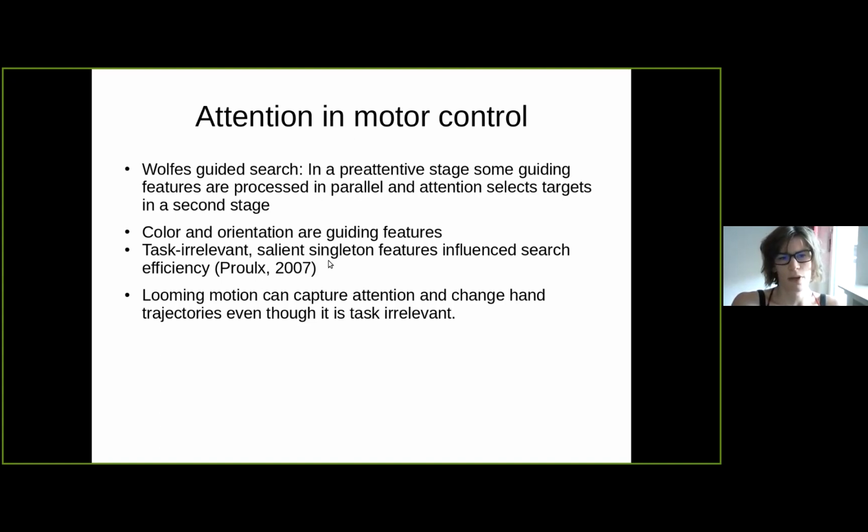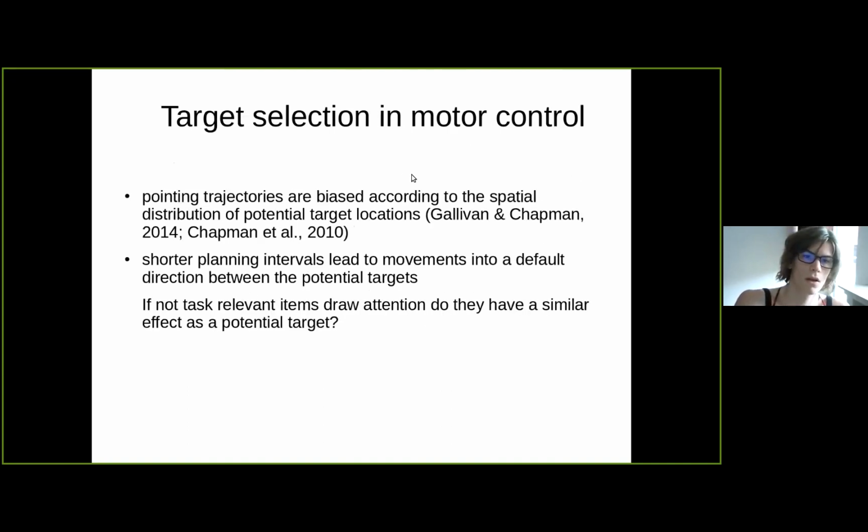We also know that there are task-relevant features that will influence search efficiency. And we know that some of these attentional processes will actually change hand trajectories, so attention does have an effect on our motor output. We also know that pointing trajectories are biased according to the spatial distributions of potential target locations, and that shorter planning intervals lead to movement into a default direction between the potential targets. But those are both pointing tasks where there are no attentional or visual search processes involved. So these examples are not for tasks that involve highly cognitive functions.